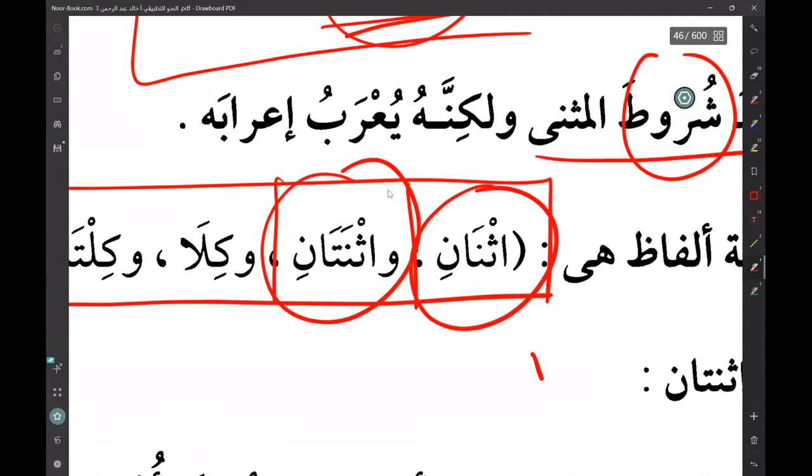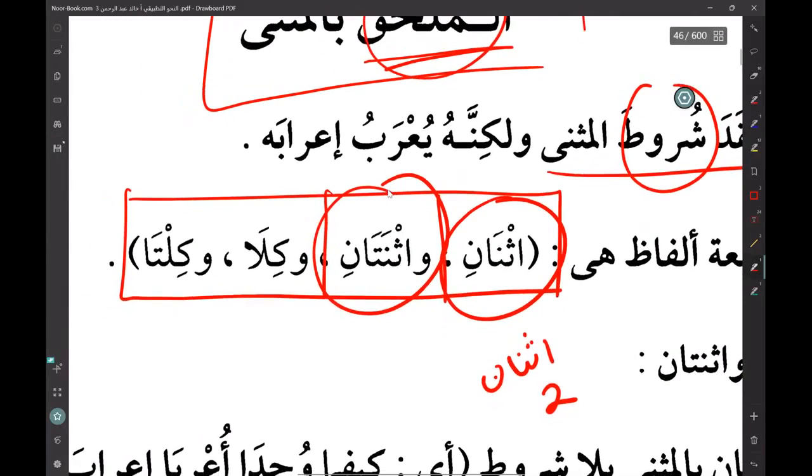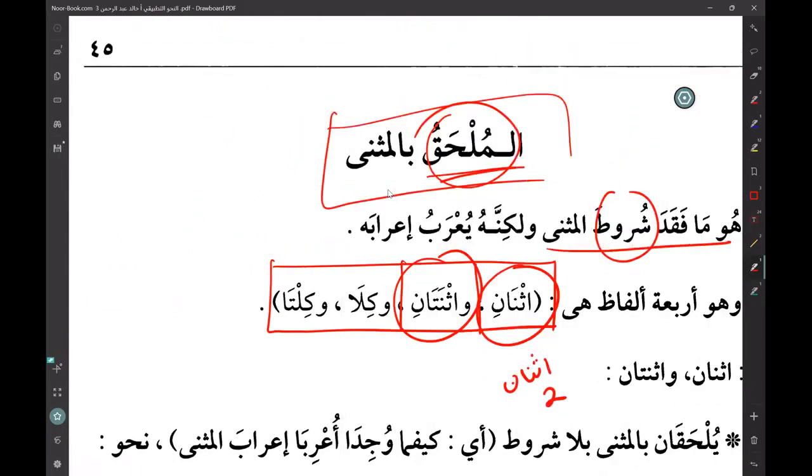So ithnan, remember I told you, you have to know this word. Ithnan means two, like it is the dual. That's the whole Arabic number, two. But they're saying this word itself does not fall under the muthanna. Why doesn't it fall under muthanna? Because the definition is that you have to add alif and noon to the mufrad. You have walad, which is mufrad, and you add alif and noon.